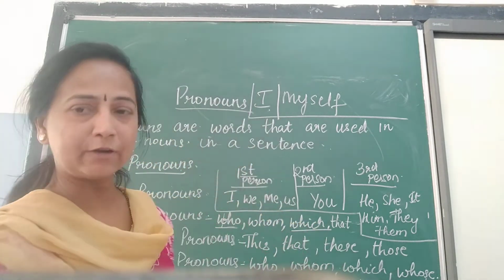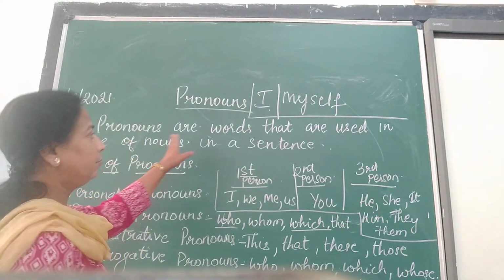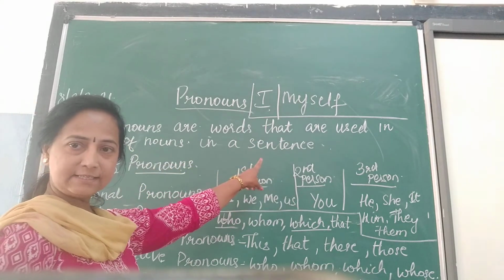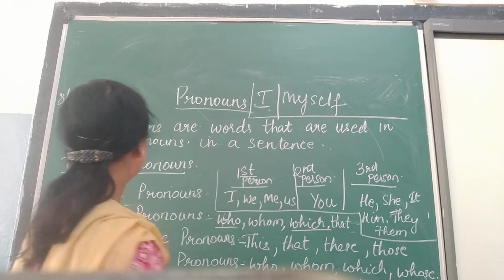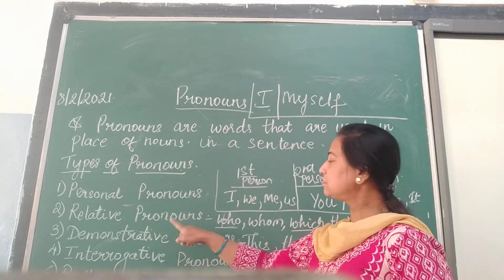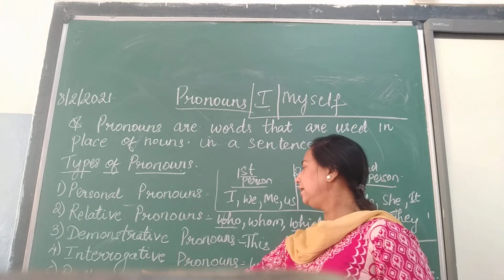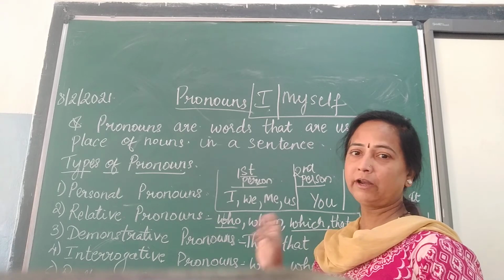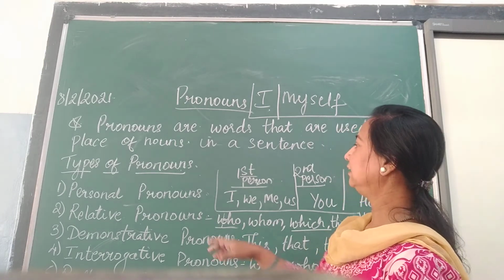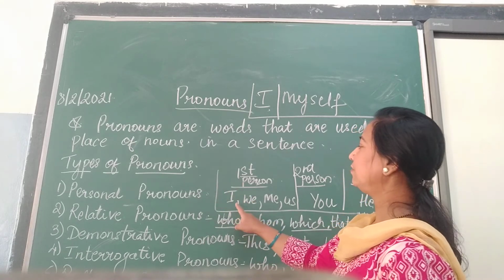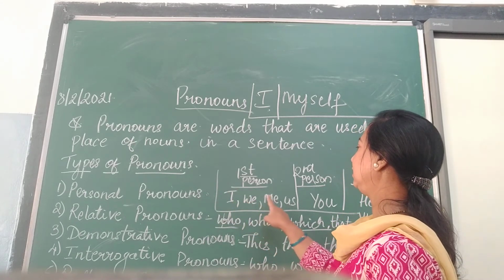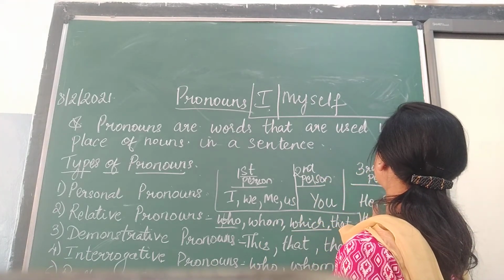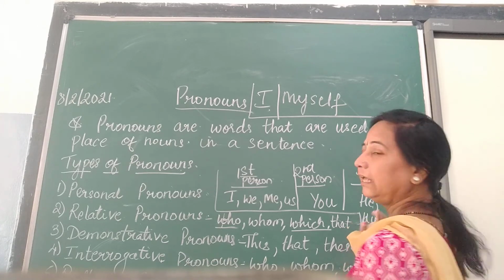So finally, what are we going to end up with? What are pronouns? Pronouns are the words that are used in place of nouns in a sentence. Which are the types of pronouns? Personal pronouns, relative pronouns, demonstrative pronouns, interrogative pronouns, reflexive pronouns as well as emphasizing or emphatic pronouns. In personal pronouns we usually have the words I, we, me, us for the first person, you for the second person, and for the third person it is he, she, it, him, they, them.